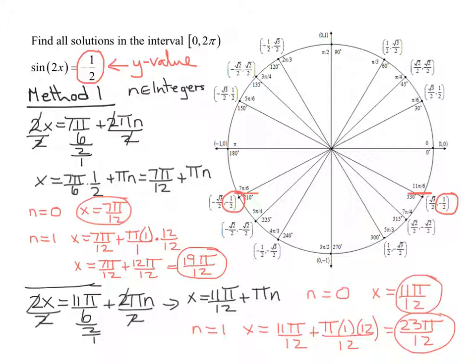So how many solutions do I have? 1, 2, 3, 4. The one thing I want to point out if you use this method is the point at which you add 2 pi n is before you divide by the 2. So you find all coterminal angles first before you isolate your x term.